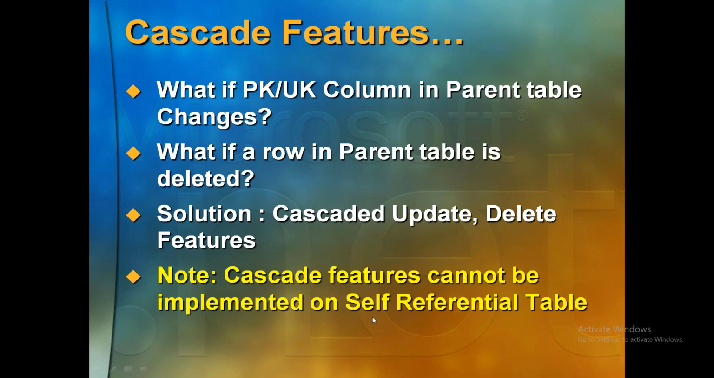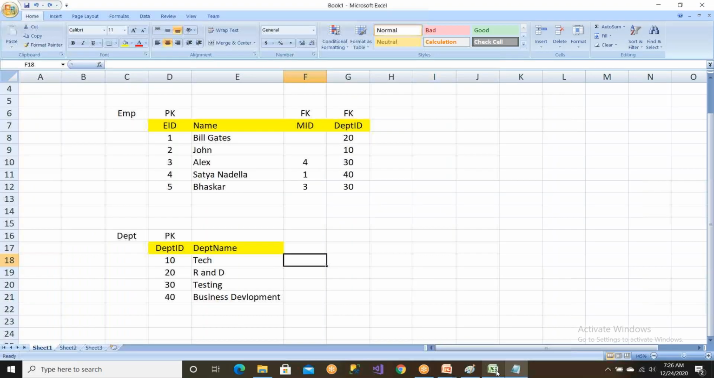Cascading features cannot be implemented on a self-referential table. Why? Because in a self-referential table, if you delete this record, four will get deleted, and if you delete four, one will get deleted like that. So one is linked to one. If you delete something, one more record will get deleted, so maximum table will get deleted. So cascading features cannot be on self-referential tables. Always it is off in self-referential tables. That is the interview question.